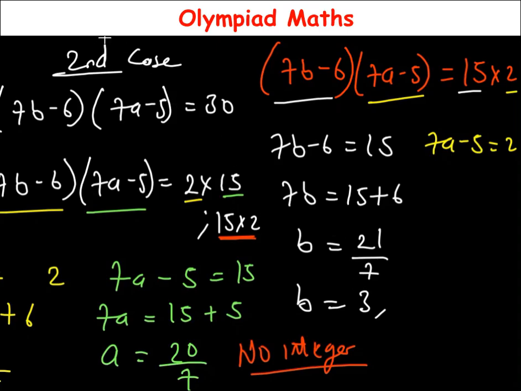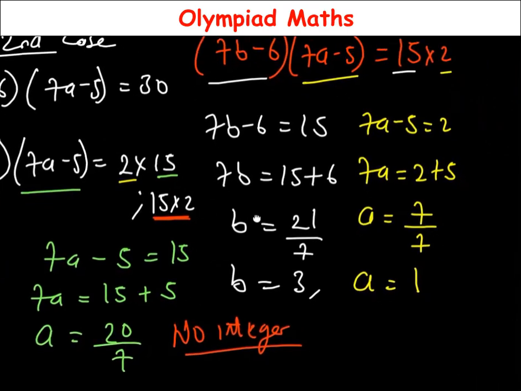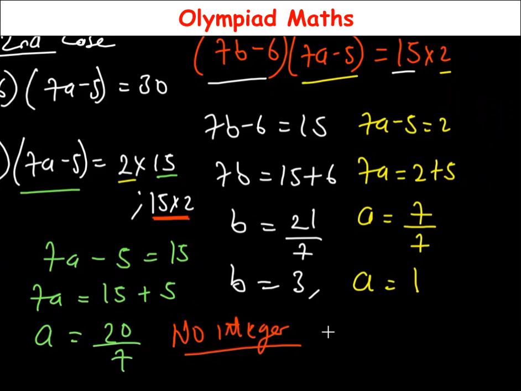And then from 7a minus 5 equals 2, 7a is equal to 2 plus 5, and a is equal to 7 over 7, and the value of a is equal to 1. So that means that we can get the pair of a and b: (a, b) is equal to (1, 3).